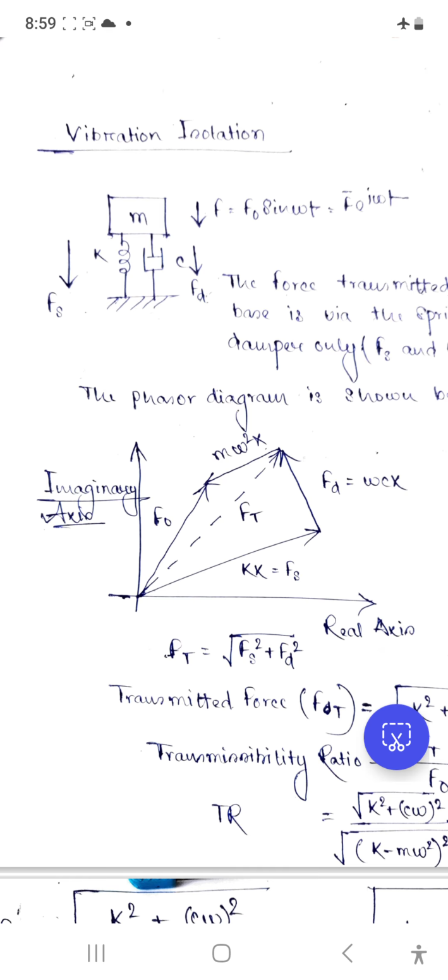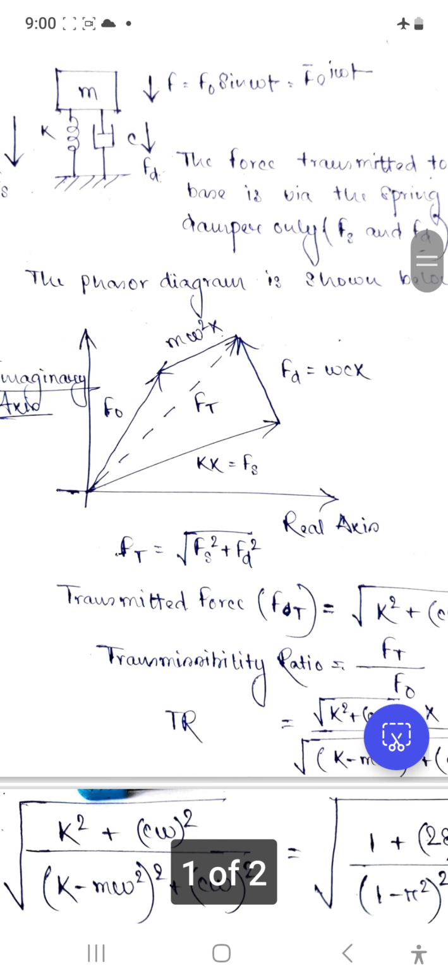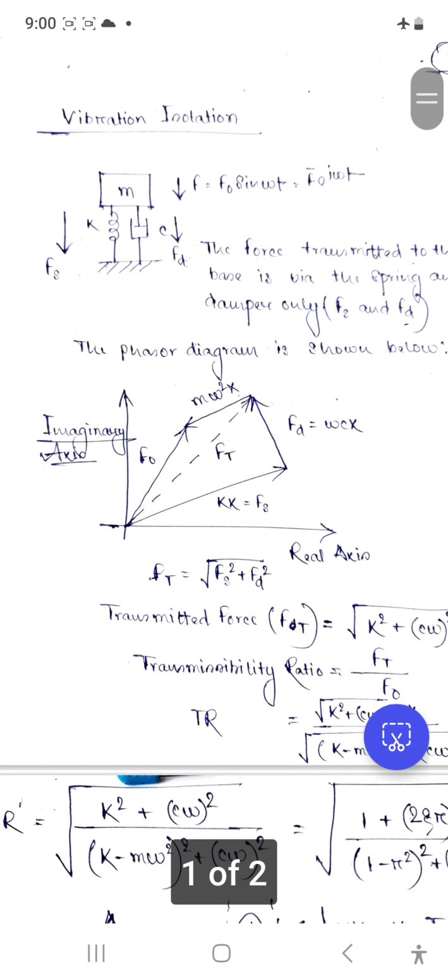Now the transmitted force, in this case we are considering transmission. Later on we shall show the basic difference between transmission and isolation. The transmitted force, which is transmitted by the spring and dashpot only, is the summation of Fs and Fd. This Ft, in the dotted line, will be the summation of these two forces which are getting transmitted. So we can definitely find it out: Ft equals the root of Fs square plus Fd square.